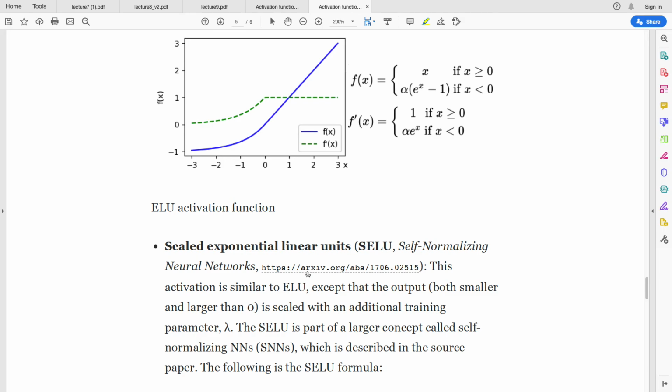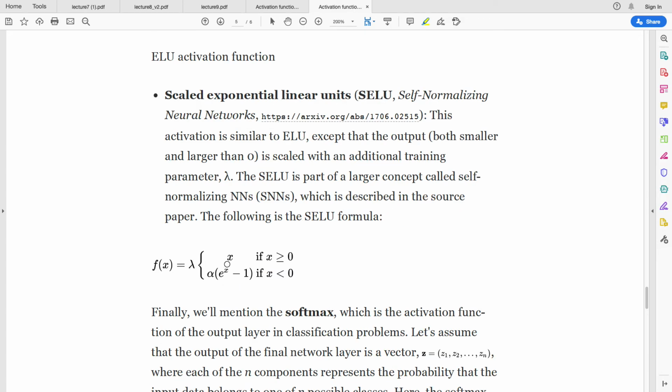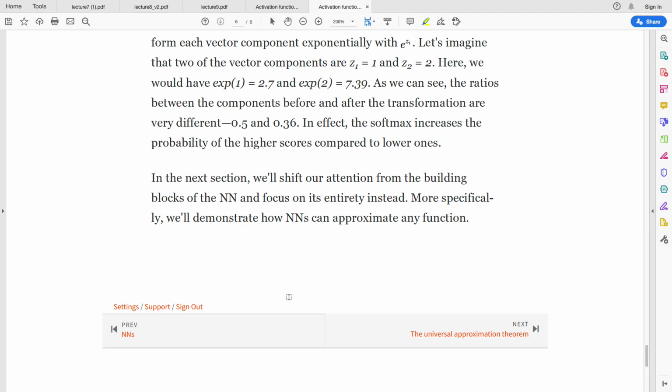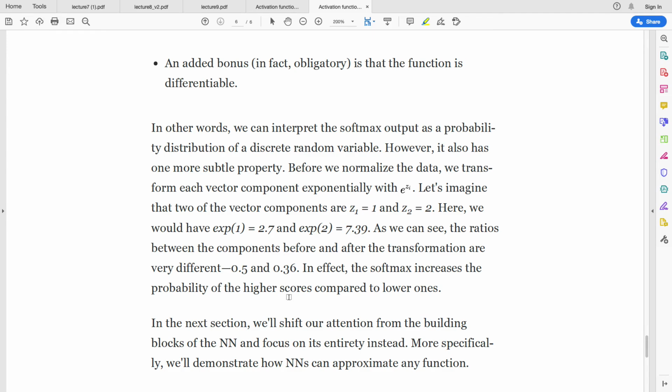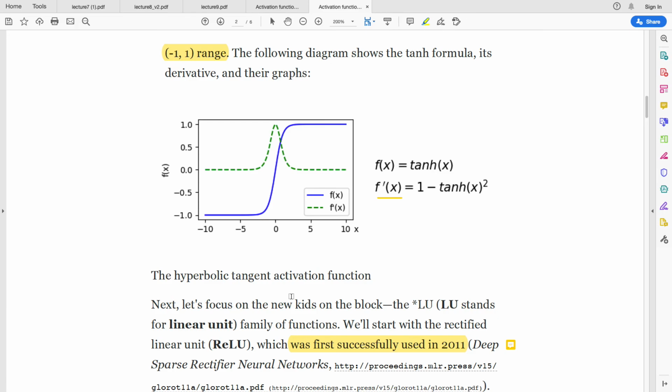And you can see the derivatives. We also have some other ones like the scaled exponential linear unit. That's just, it gives back x when x is greater than or equal to 0, the only difference is in here, and you have an additional training parameter, the lambda. That's about all that we have there for additional information on the different activation functions.